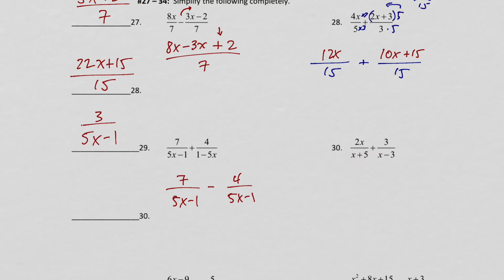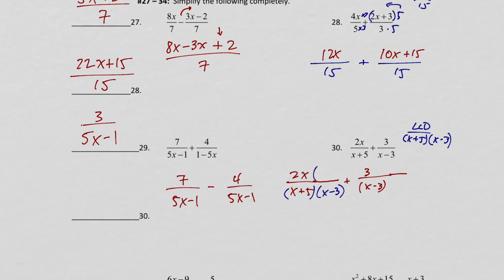These denominators don't have anything in common, so my LCD is the product of the two, x plus 5 times x minus 3. So I'll make the first fraction 2x over x plus 5 plus 3 over x minus 3. Now, to make this look like this, I have to multiply by x minus 3. So I have to do that to the top as well. To make this look like this, I have to multiply by x plus 5. So I have to do that to the top as well.